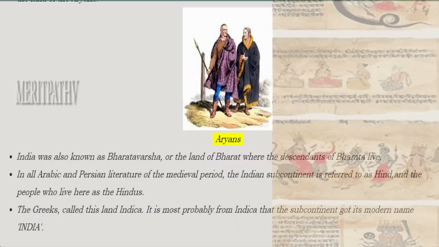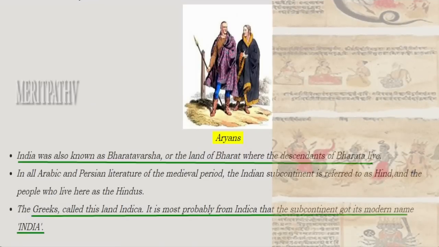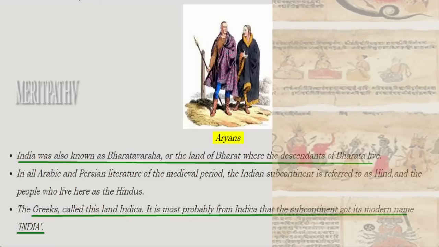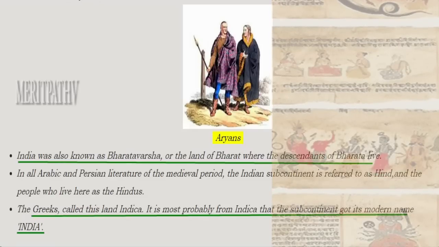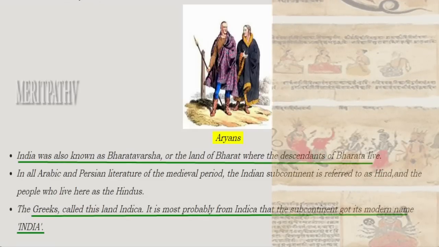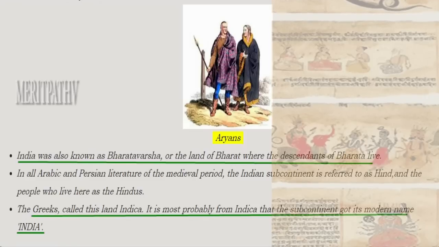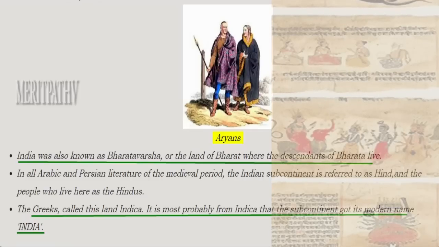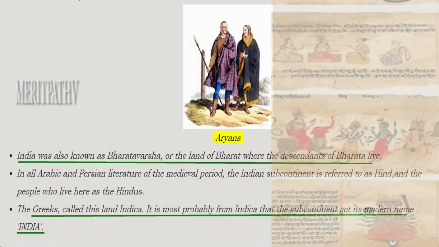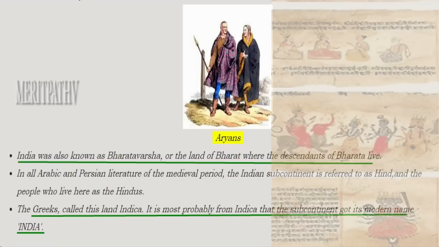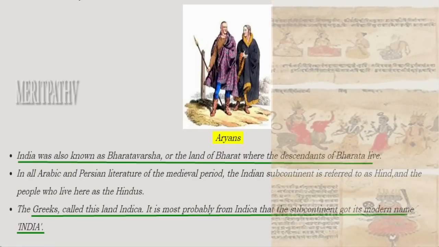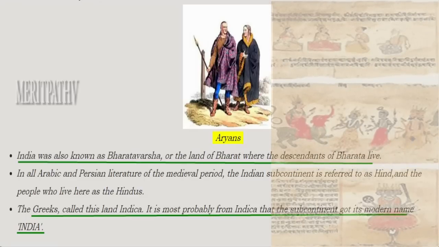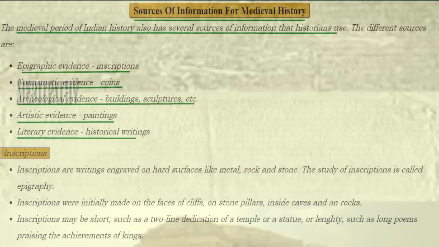So these were the Aryan periods shown in this image. India was also known as Bharatvarsha or the land of Bharata, where the descendants of Bharata lived. In all the Arabic and Persian literature of the medieval period, the Indian subcontinent is referred to as Hind, and the people living there are referred to as Hindus. And the Greeks called the land Indica.